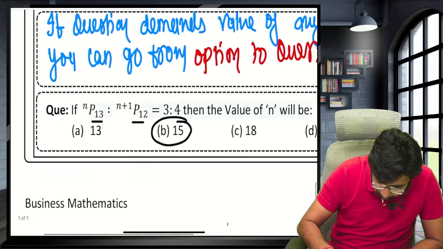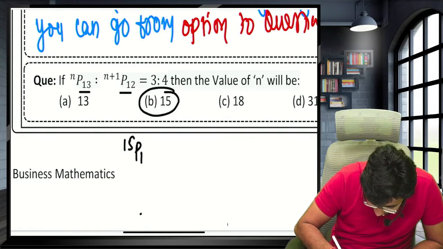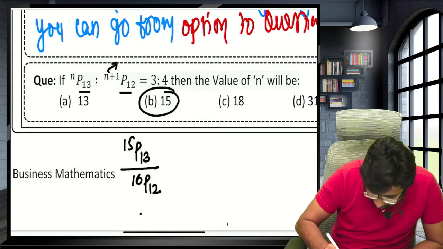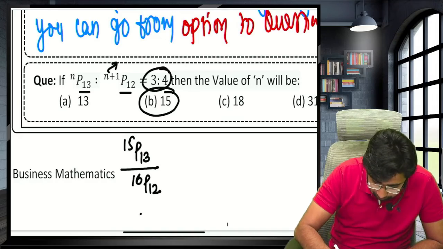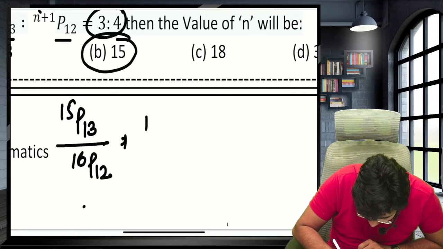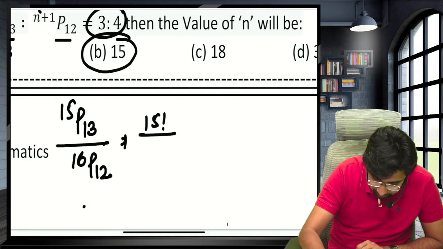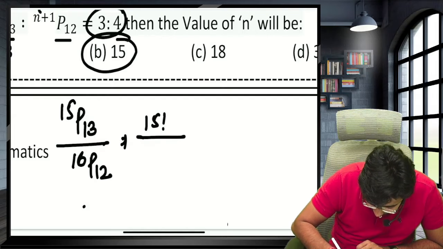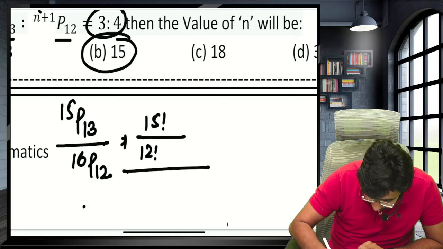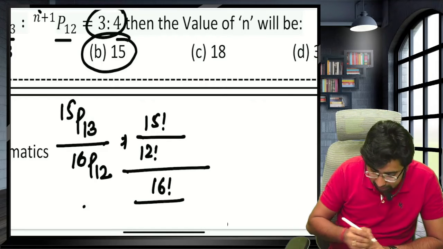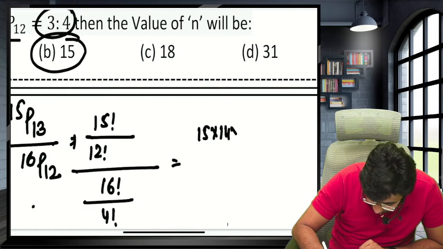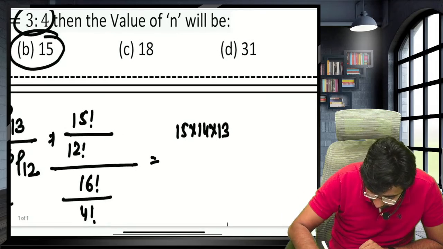If you start from option B, you will write 15P13 upon 15 plus 1, that is 16P12, is equal to 3 by 4. If this gives me 3 by 4, the option will be right. Now let's solve this. You can say 15 factorial upon 15 minus 13, that is 2 factorial, upon 16 factorial upon 16 minus 12, that is 4 factorial. Sir, if you solve this, this will be 15 into 14 into 13.